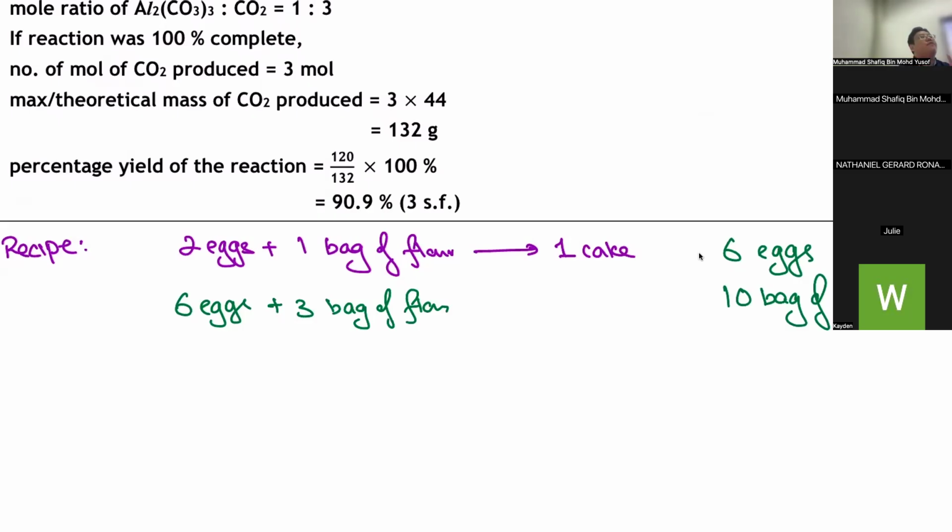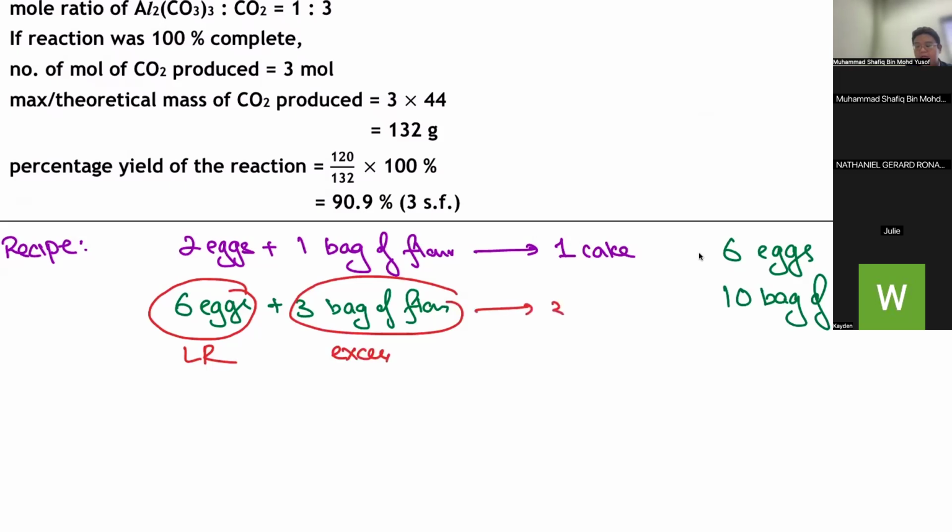So here, the number of cakes I can bake is dependent on the eggs, which are the limiting reagent in this case. So everyone please say now, the eggs are the limiting reagent. The bag of flour is the excess. How many cakes you can bake is based on the limiting reagent at the end of the day. This is a very simplified version because later we're going to do mole, which is going to be a bit more complicated.